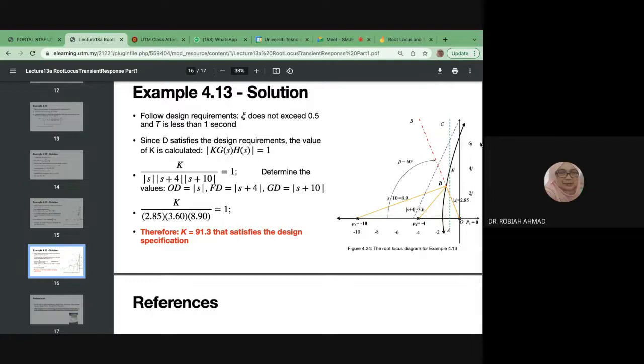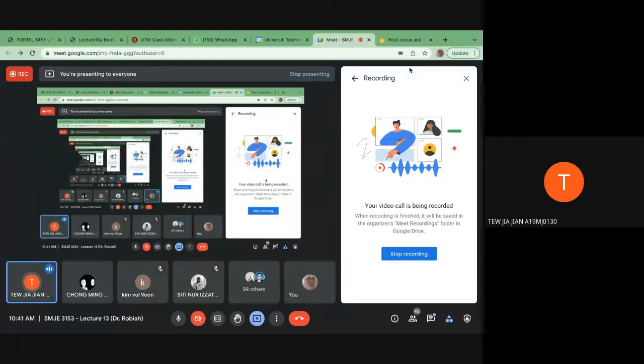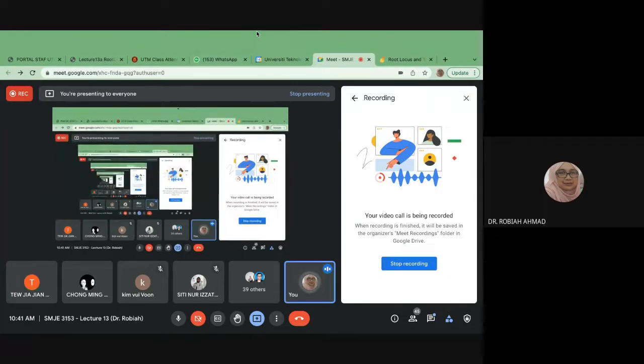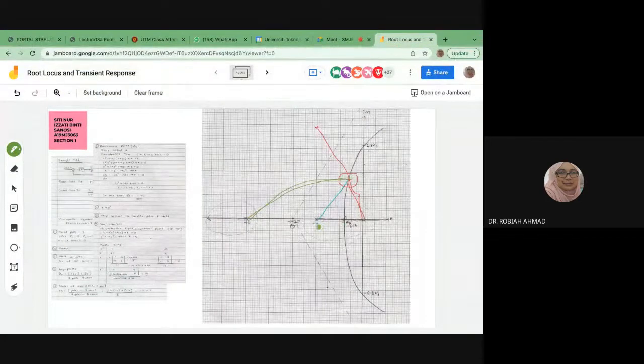Ada lagi soalan selain daripada soalan daripada Kim? Semua faham ke ni? So when we measure the distance, we do it in cm lah. Yes. Depends dengan graf you lah. Kalau graf you, you pakai apa? Mana kita tengok Izzati nya tadi ya. Kalau you pakai ni kan, kalau you buat by two, kena time by two, jangan lupa eh.